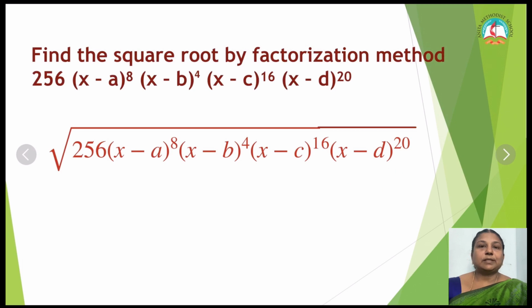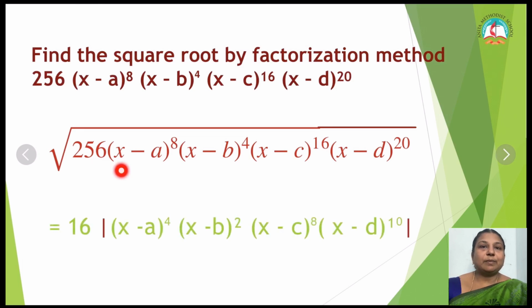Now what is the square root of 256? Yes, it is 16. Now what you have to do with the variables' other powers? Yes, you have to divide it by 2. So then what is your answer? What answer you will get, children? Yes, 16 (x minus a) whole to the power 4, (x minus b) whole to the power 2, (x minus c) whole to the power 8, (x minus d) whole to the power 10.